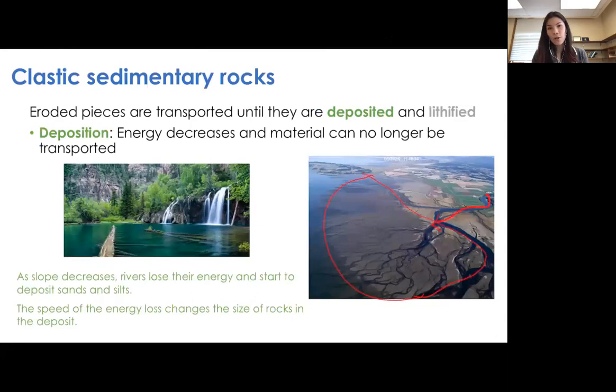If this occurs on surfaces, so if this was land instead of ocean, we get a feature called an alluvial fan.